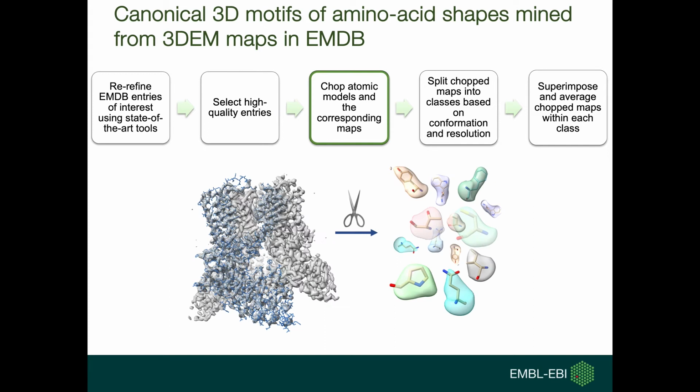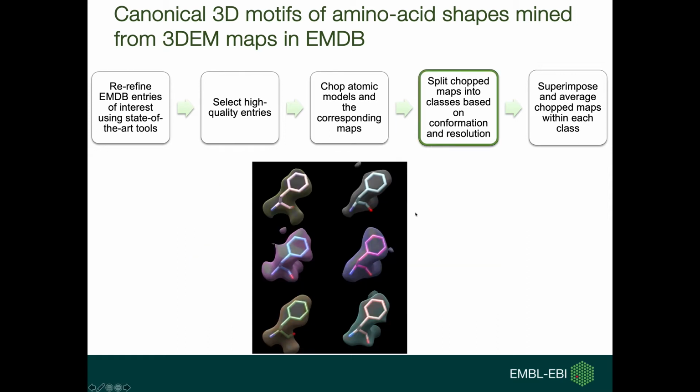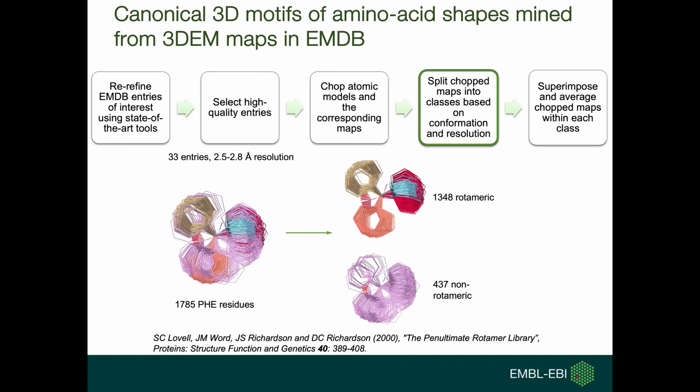To do that, we first chopped all the models and the corresponding EM maps into individual amino acid residues. As I mentioned earlier, it is really important to average images which depict the same thing. In the case of amino acid residues, this means that they should be in the same conformation, so we needed to split the chopped maps into conformation classes. For that, we used the Richardson rotamer library, and here you can see the rotamer classes for the phenylalanine.